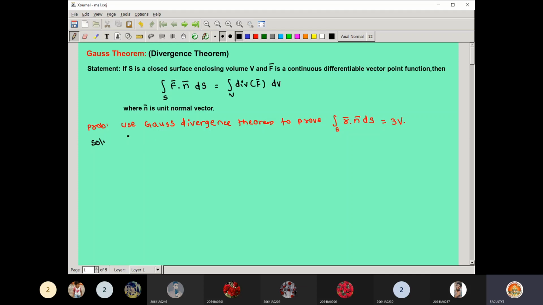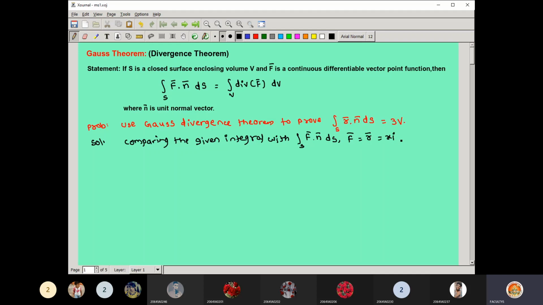So write down in the solution part: comparing the given integral with integral over S of F bar dot n bar dS. So dS is there, n bar is there, only the problem is F bar. That is exactly equal to r bar.